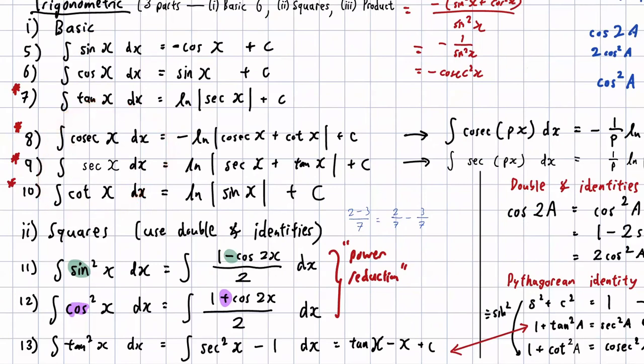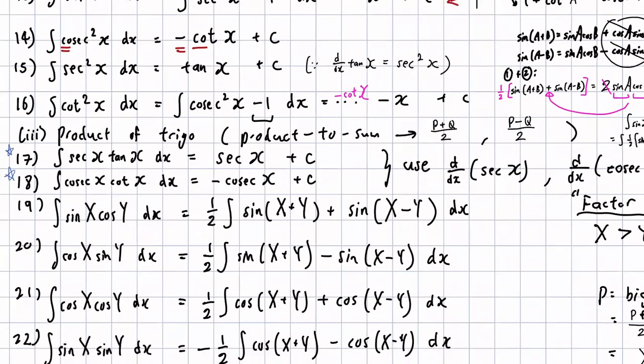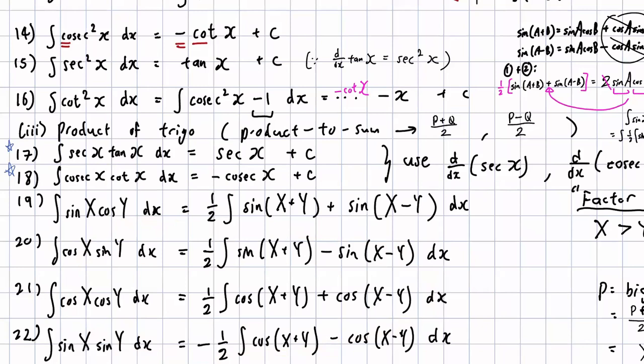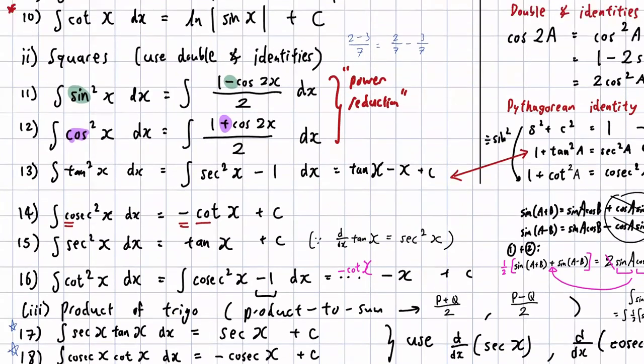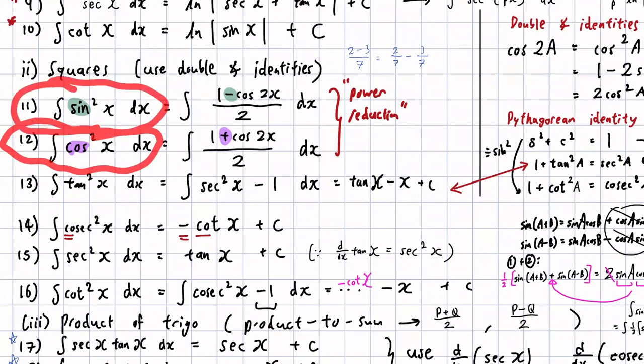But here we're at the squares, so I'll just look at squares. For product, we already went through that. It's using the product to sum formula, I won't go through again. The other 2 special cases are secant times tangent, cosecant times cotangent. It's the reverse of differentiation. For squares, more importantly, we have sine square and cos square. You must memorize this, okay?